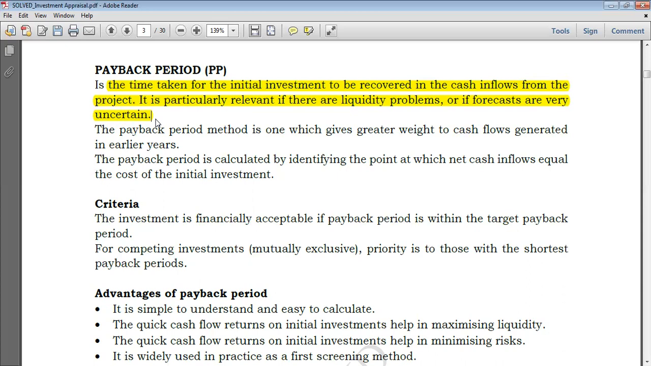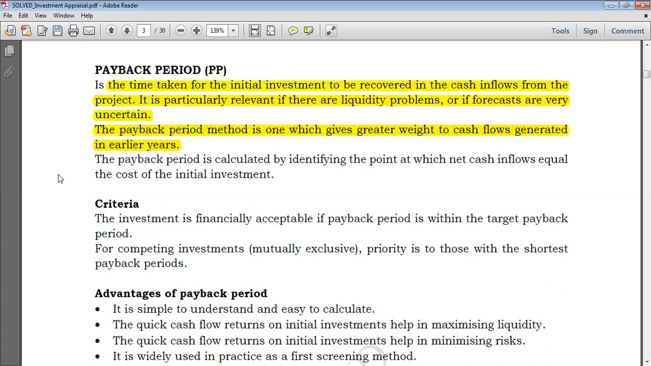So that's why most companies use payback period just as the initial way of evaluating projects, not the final one. If the payback period seems good, then they can proceed with NPV and other methods. So here we are told the payback period gives a greater weight to cash flows generated in earlier years. Exactly. I think we'll see this when speaking.